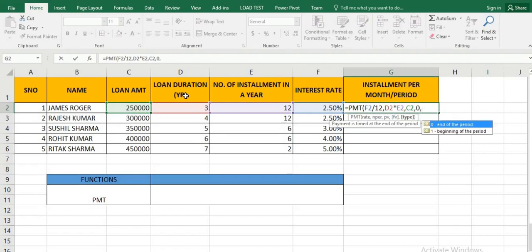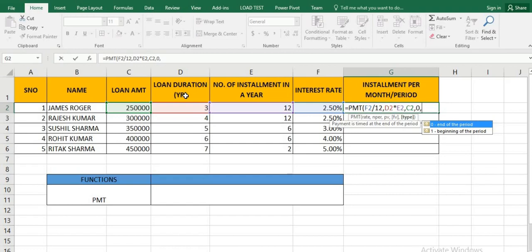The type is 0 and 1, end of the period and beginning of the period. 0 means the end of the period, which means the last date of your month, the ending date of your month. 1 stands for the starting days of your month, the starting dates of your month. If you pay the installment at the end of the month, you will pay a little bit more as compared to the start of the month.